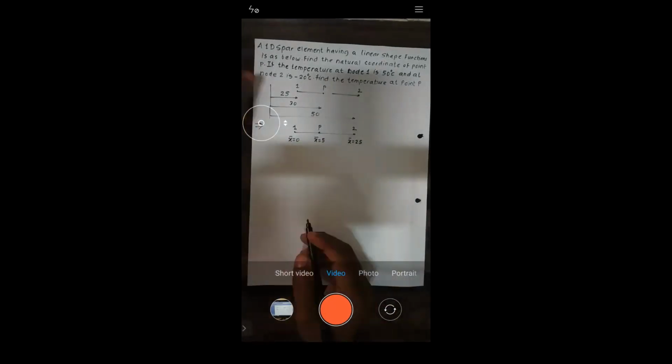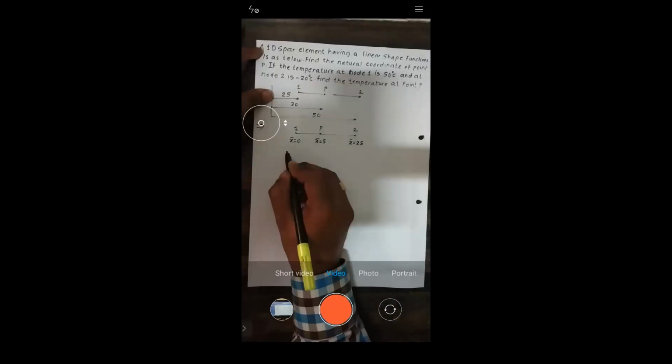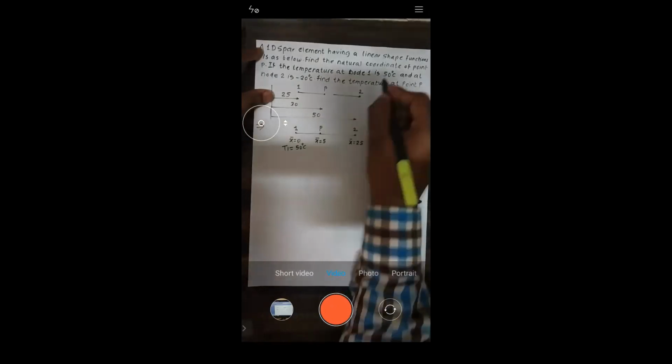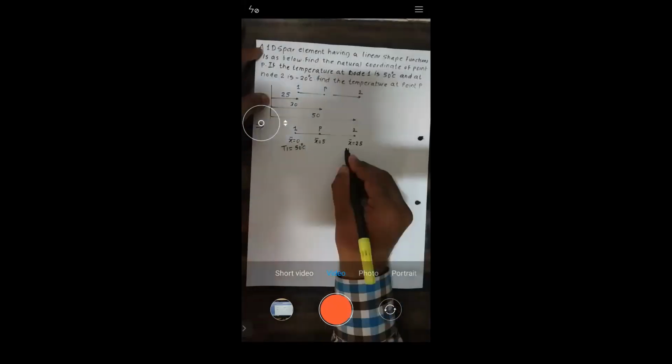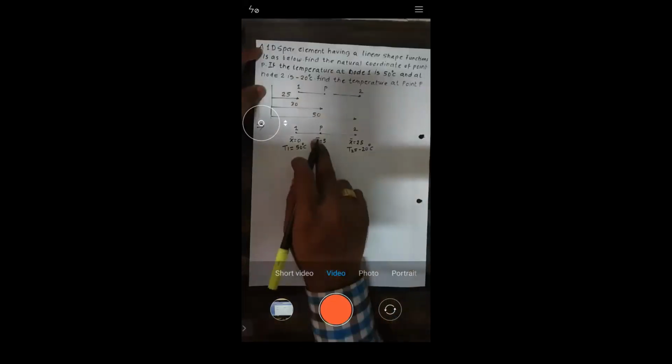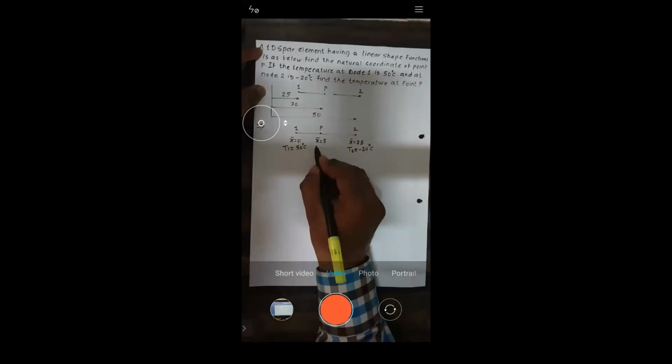Now what is the temperature at node 1 they have given? 50 degrees Celsius. See here, temperature at node 1, 50. What is the temperature at node 2? At node 2, minus 20 degrees. Is it okay? What they're asking is, what is the temperature at point P? Yes or no?